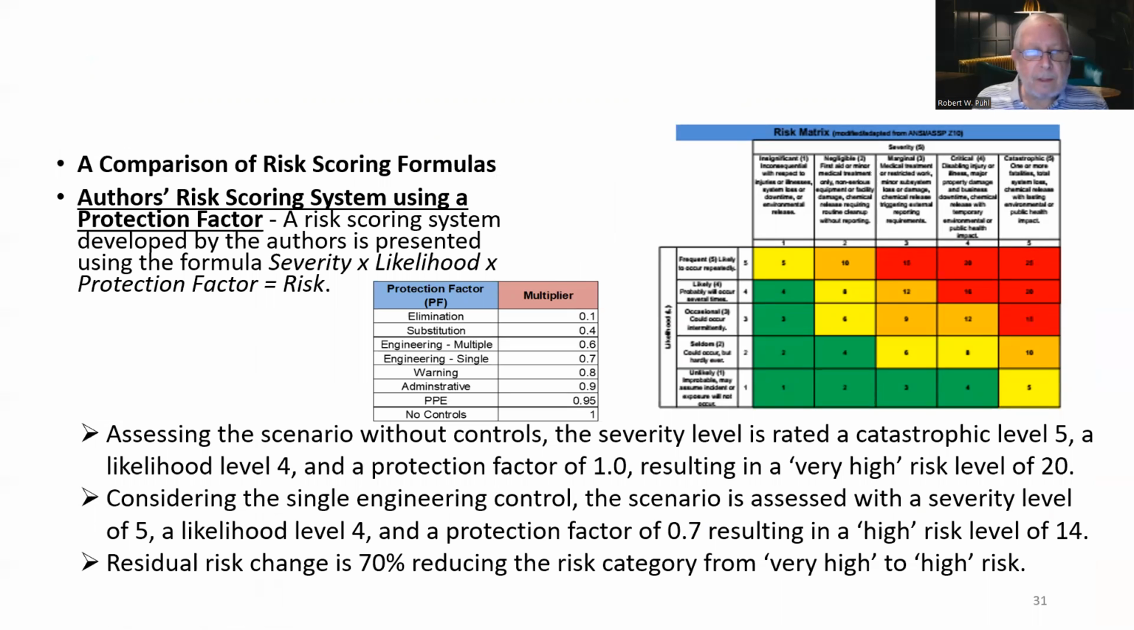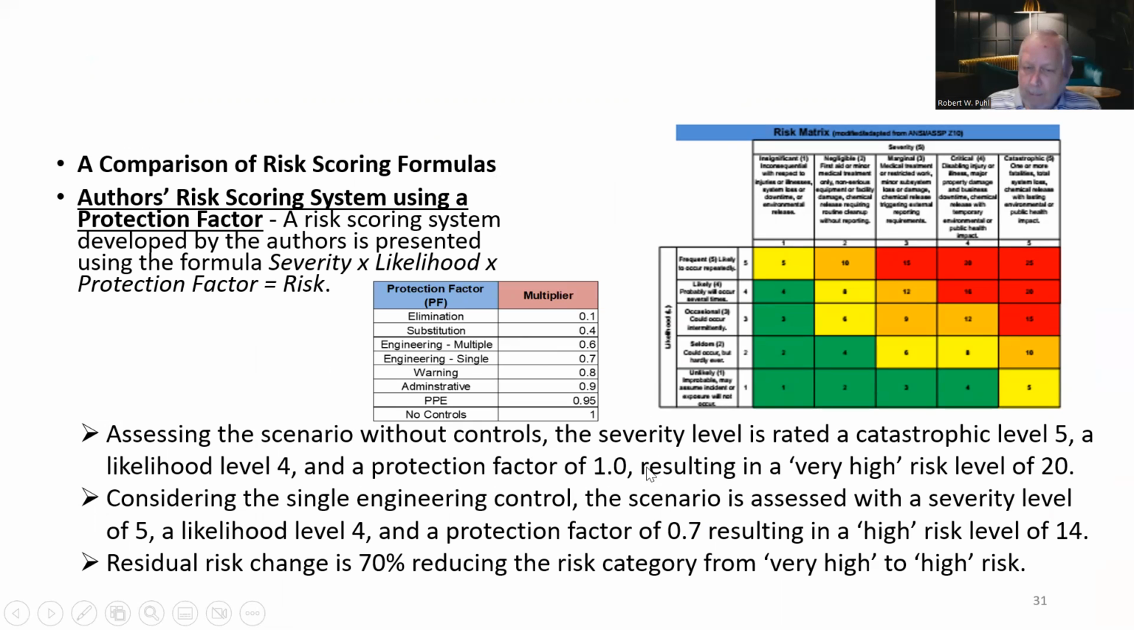There's now this, developed by the author. Here you go. Here's the protection factor we talked about, and there's the risk matrix we looked at. So assessing the scenario without controls, the severity level is rated catastrophic at 5, the likelihood is 4, and the protection factor is 1, because there's none, resulting in a very high risk level of 20.